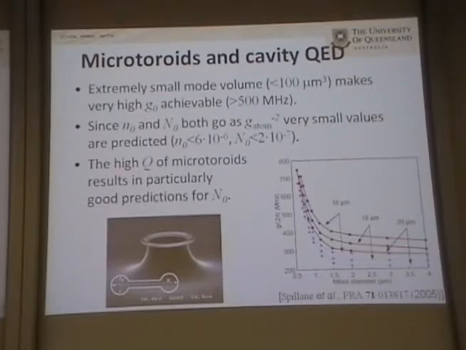If you look at the theory of this, it looks like the toroids are very good. There's a really nice paper on the theory from 2005. Because microtoroids have a very small mode volume, you can get very high coupling rates, greater than 500 megahertz. And because both of these other parameters, the saturation atom number and the critical photon number, go as 1 over g squared, you can get very, very small numbers for them. So in principle, we should be able to get down to both of them, about 10 to the minus 6.